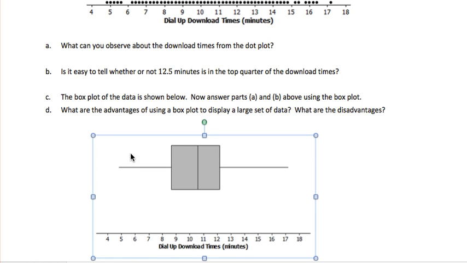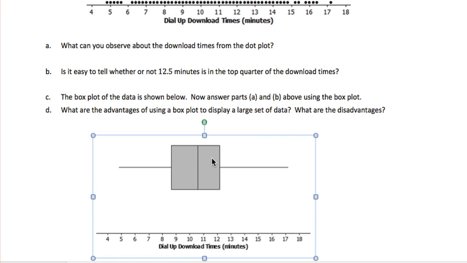Well, first of all, we can see very easily how the data is separated into fourths. Remember, this is our first fourth, and this is our second, and this is our third fourth, and this is our last fourth. And we can see the center of the data and how spread out it is very easily in a box plot.